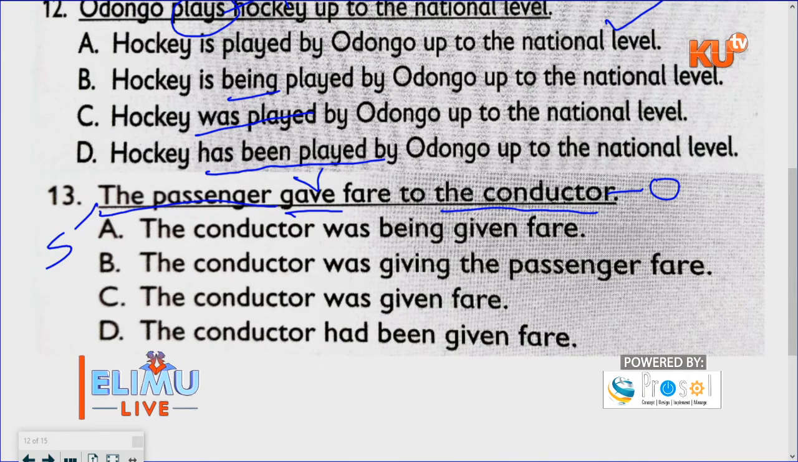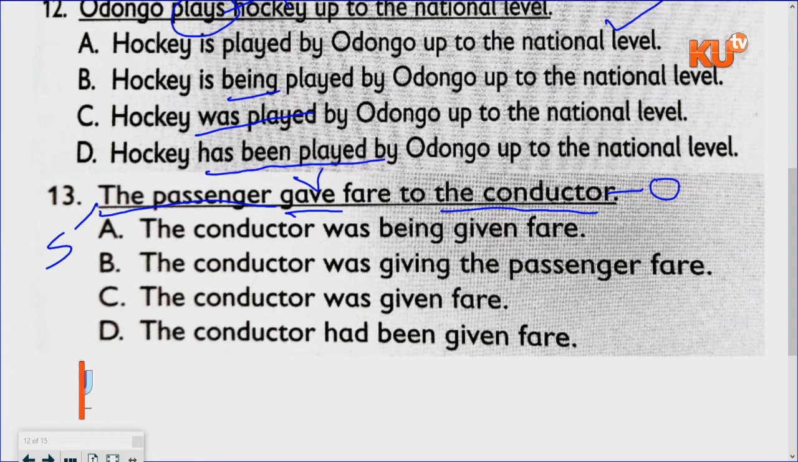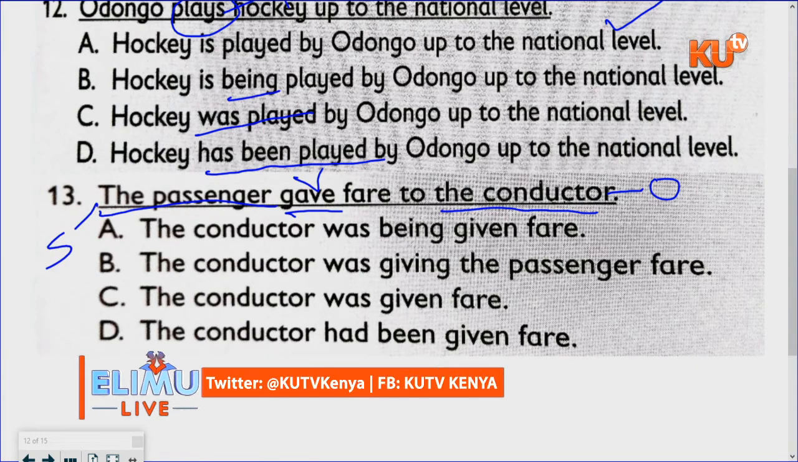It means the examiner was very keen to note the influence of grammar from other sources. So our correct answer there was choice C, which says the conductor was given fare. The passenger gave fare to the conductor; the conductor was given fare. You see, the conductor was given fare.